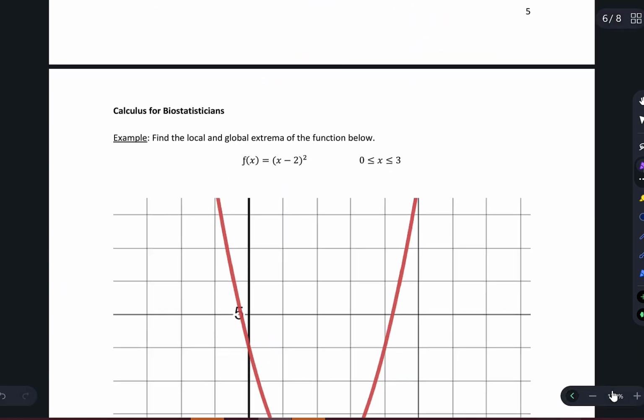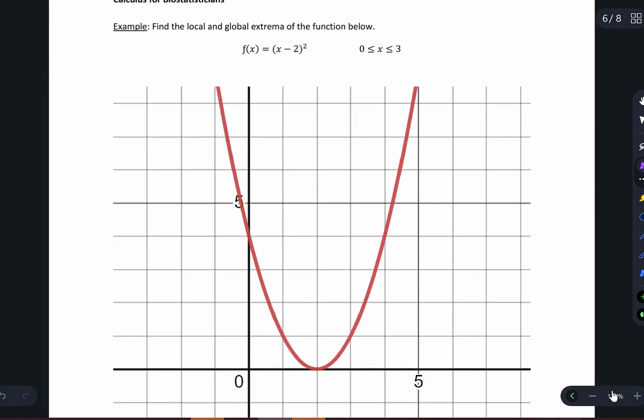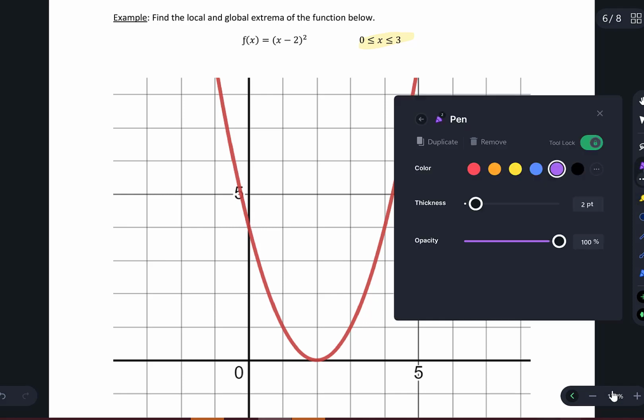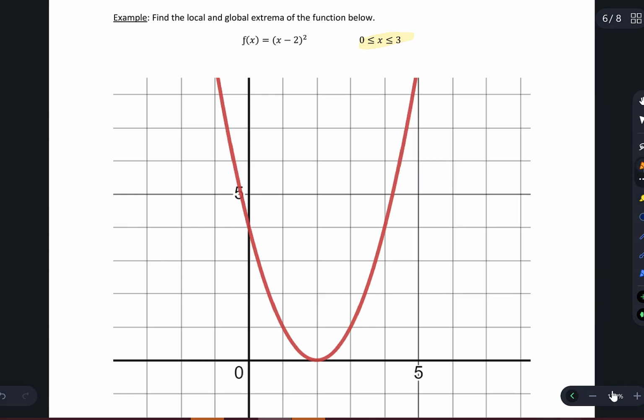All right, let's look at another example. So again, we're going to find the local and global extrema of the function below. Now notice in this case, we do have a closed interval, and the interval that we're interested in is the interval from 0 to 3. So again, to help myself out, I'm going to draw those dashed vertical lines. So I'm going to go from 0 to 3.